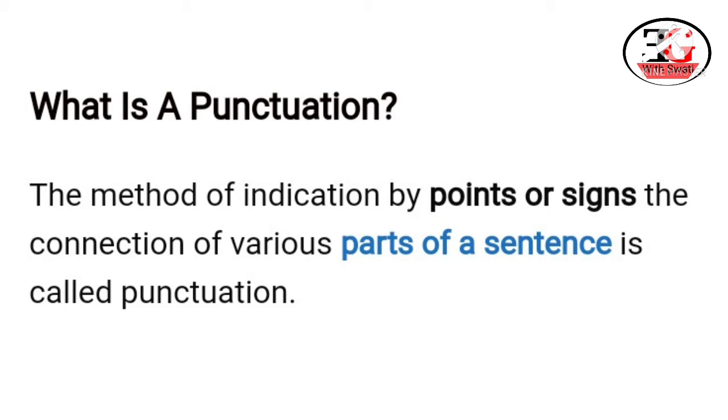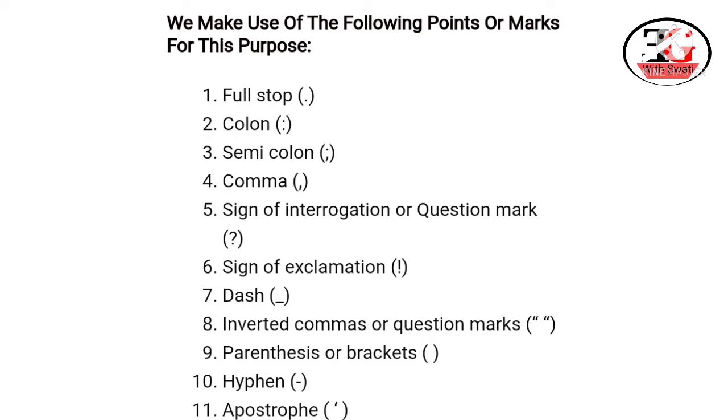What is punctuation? The method of indication by points or signs, the connection of various parts of a sentence, is called punctuation. We make use of the following points or marks for this purpose: full stop, colon, semicolon, comma, sign of interrogation or question mark, sign of exclamation, dash, inverted commas or quotation marks, parenthesis or brackets, hyphen, apostrophe. These all are called punctuation.